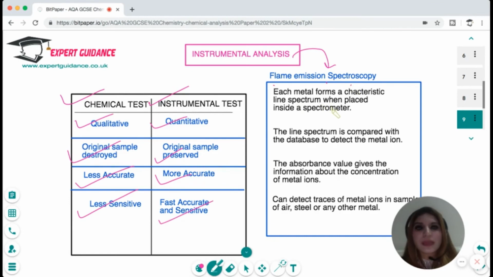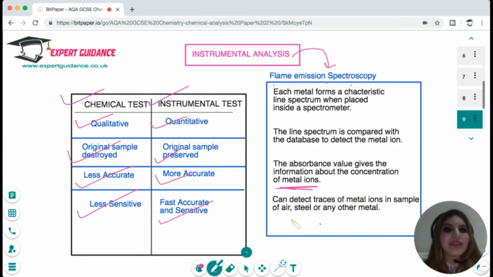Now, each metal forms a characteristic line spectrum when it is placed inside a spectrometer. So we take a sample, place it inside a spectrometer, we get the line spectrum, we measure the absorbance value that gives us the concentration of the metal ions, and then we compare it with the database, and that can give us information about the traces of the metals as well. So you should know the advantages of flame emission spectroscopy and what exactly it is.